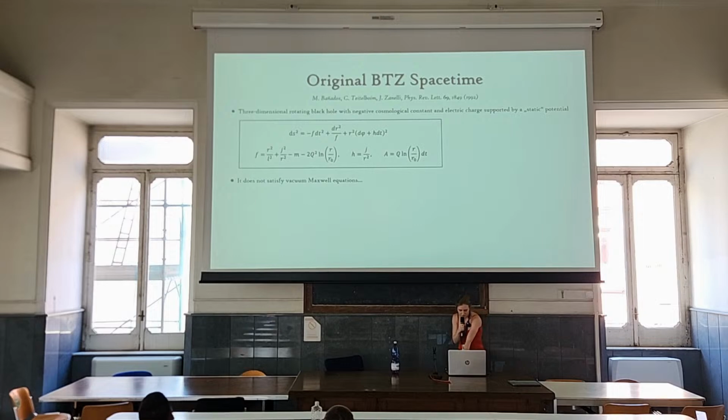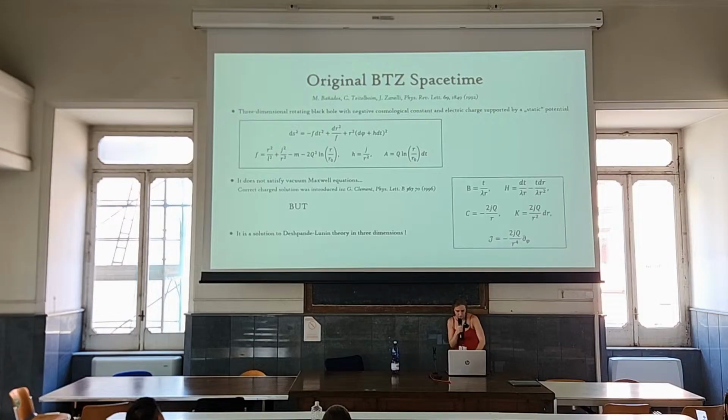And in 1996, people found a correct version for 3D rotating and charged black hole. But even if this is not the solution to standard Einstein-Maxwell theory, it is actually a solution to the Deser-Gibbons-Lu theory, which I showed you a moment ago. And it is a solution provided that we choose these potentials B and C, which will give you those H and K. Just to remind you, this is our theory.